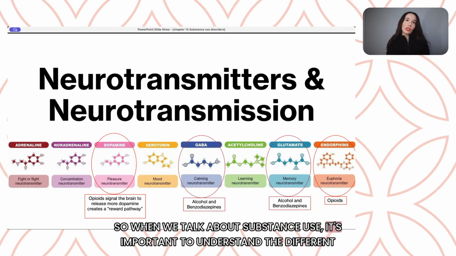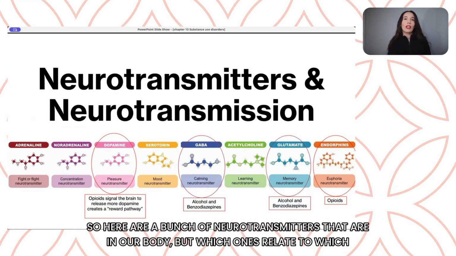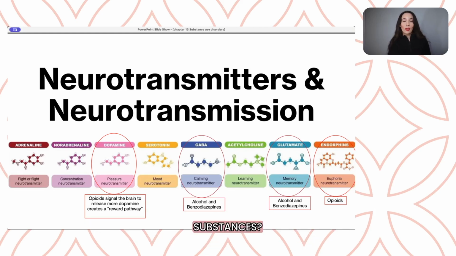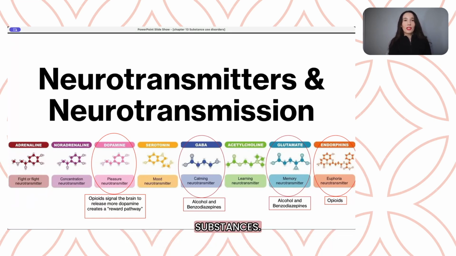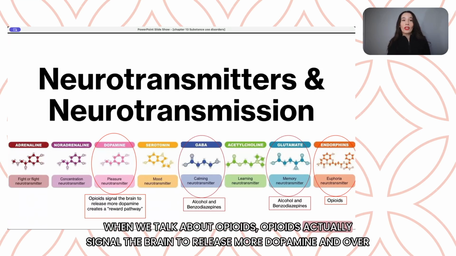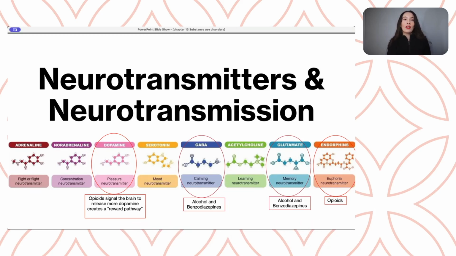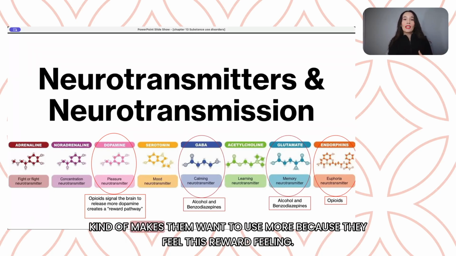So when we talk about substance use, it's important to understand the different neurotransmitters in our body. So here are a bunch of neurotransmitters that are in our body, but which ones relate to which substances? When we talk about treatments, we can look at medications that also target those same substances. So for example, dopamine, this is our pleasure neurotransmitter. And when we talk about opioids, opioids actually signal the brain to release more dopamine, and over time it creates a reward pathway. So that's why people use opioids. They feel a lot of pleasure, and there's actually a reward pathway that gets created in their brain that kind of makes them want to use more because they feel this reward feeling.